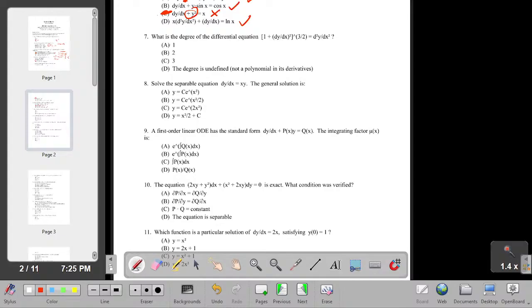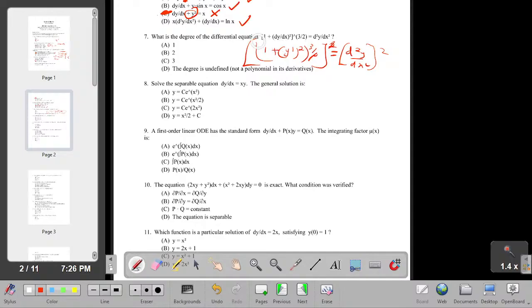What is the degree of the differential equation? We have 1 plus y prime squared, and this whole expression to the power 3 over 2 is equal to d squared y over dx squared. Before you find the degree of any differential equation, make sure that the highest power is not a radical but rather an integer. So I will simply square both sides so that I can cancel the fraction, and here I get 3, and here I get 2.